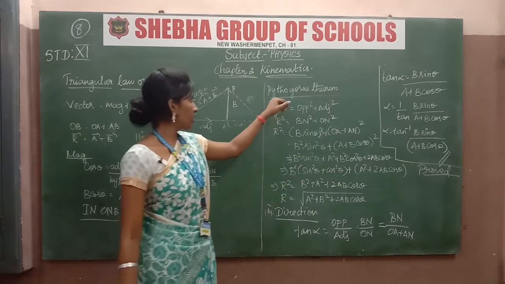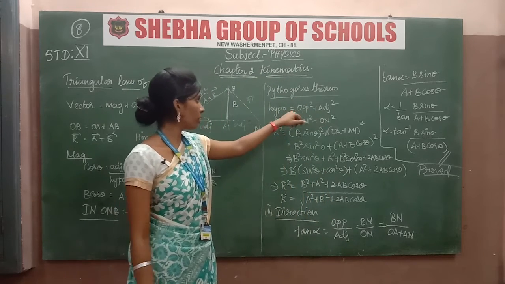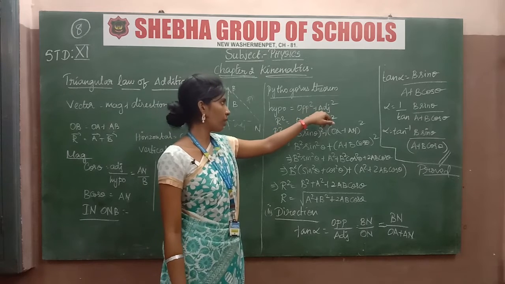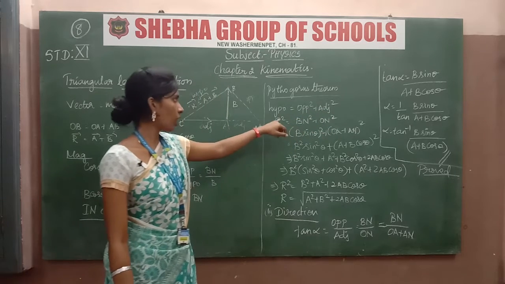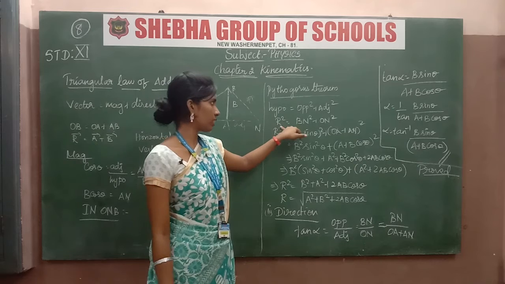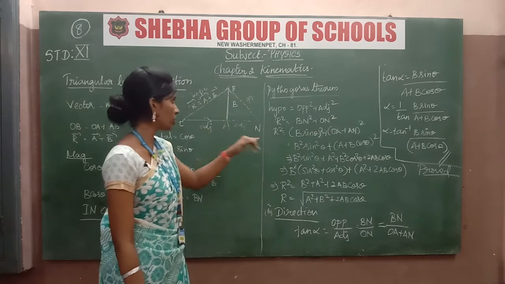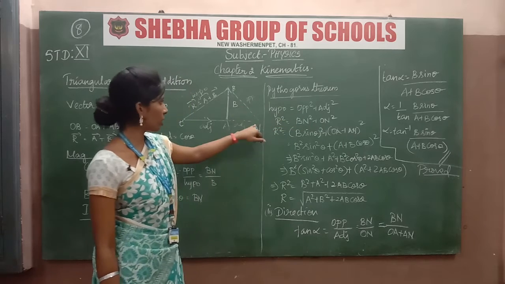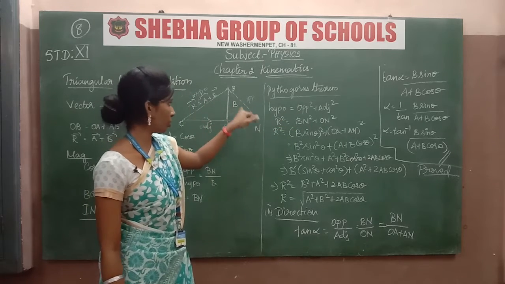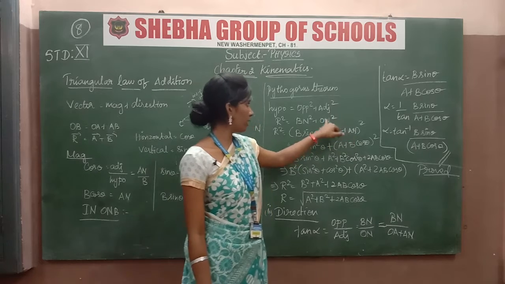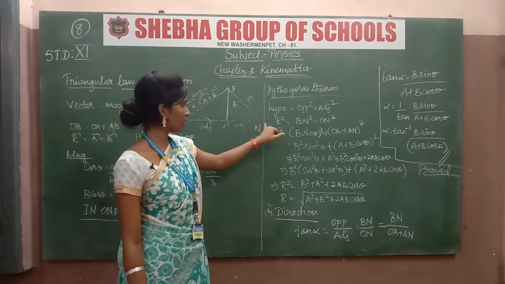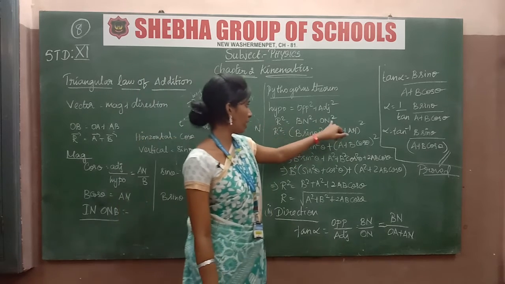So we apply the Pythagoras theorem. Hypotenuse is equal to opposite square plus adjacent square. Okay, so R square is equal to, we take R as the resultant vector, BN square plus ON square, because for opposite we take BN and for adjacent we take ON. So ON will be taken as the whole adjacent side, ON square.